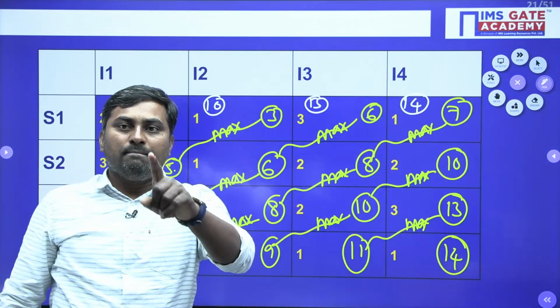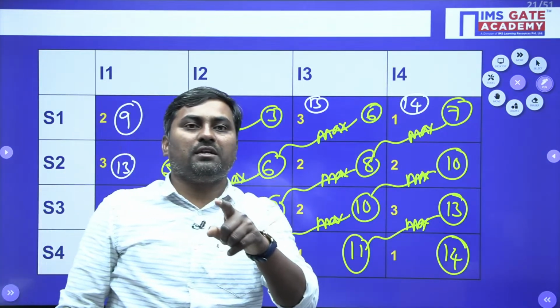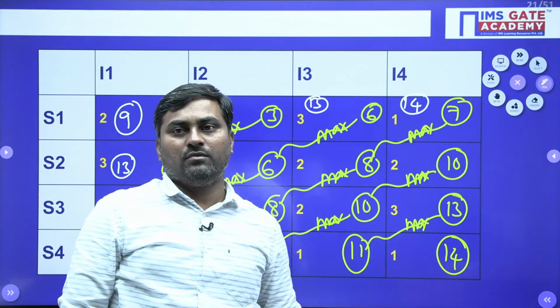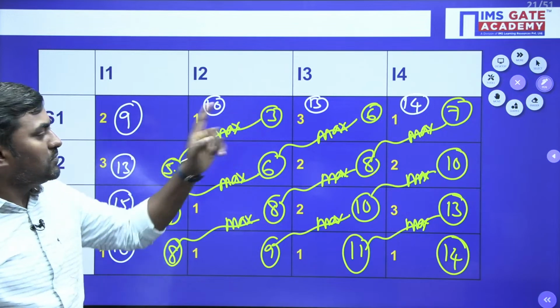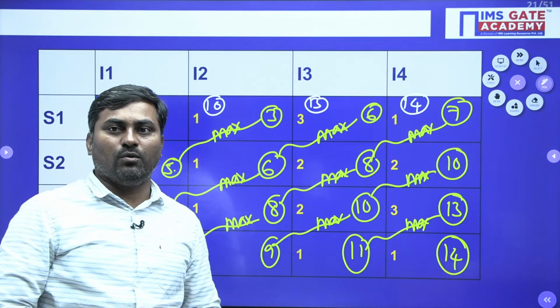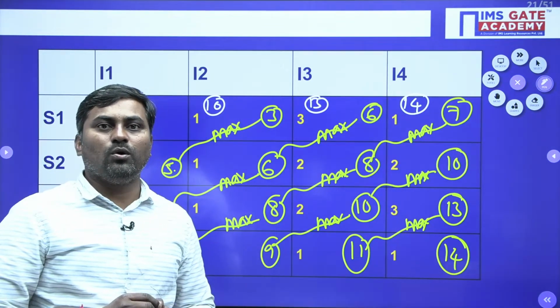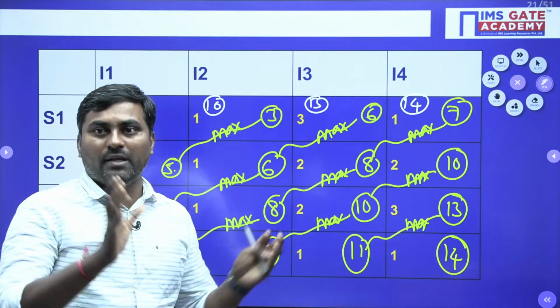Clear? Just confirm me so that I can forward. This is clear. Chalo. Now what to do? Sorry, remaining cells update. What to do?